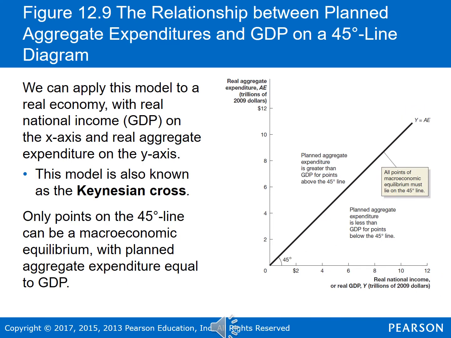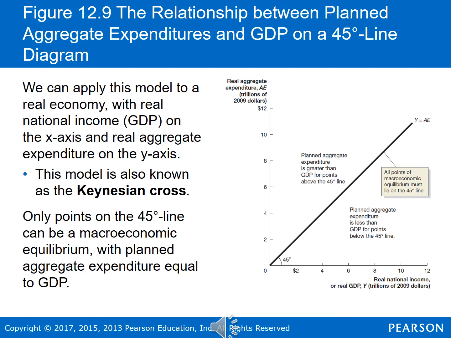So we can apply this simple model that we used for an economy made up of just Pepsi to the real economy. We'll have real national income, or GDP, on the x-axis, and real aggregate expenditures on the y-axis. This is what we're calling the Keynesian cross. Now, only points on this 45-degree line are going to be macroeconomic equilibrium, where the planned aggregate expenditure is equal to GDP. If you're below that 45-degree line, the planned aggregate expenditure is less than GDP. And if you're above that 45-degree line, the planned aggregate expenditure is greater than GDP for all these points.